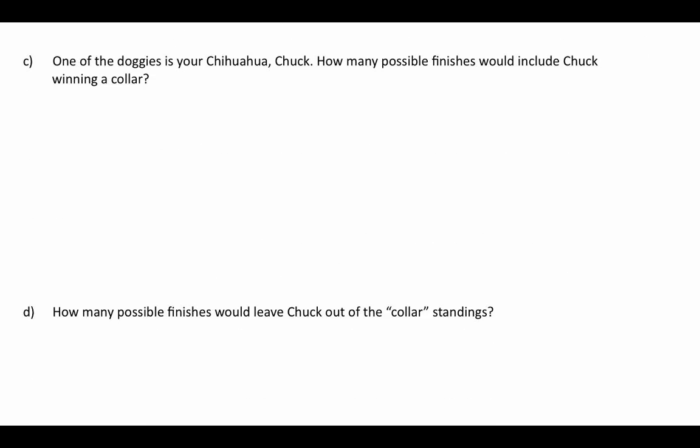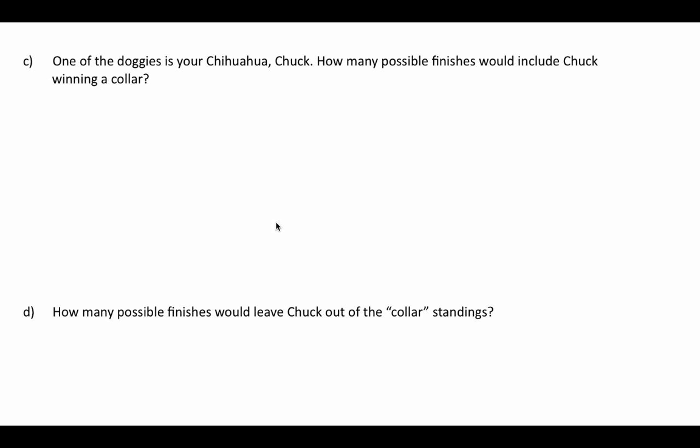All right, so let's say of all these dogs chosen, 8 dogs in the world, Chuck, your Chihuahua, is one of the doggies chosen. How many possible finishes, Mr. Jackson, would include Chuck winning a collar?